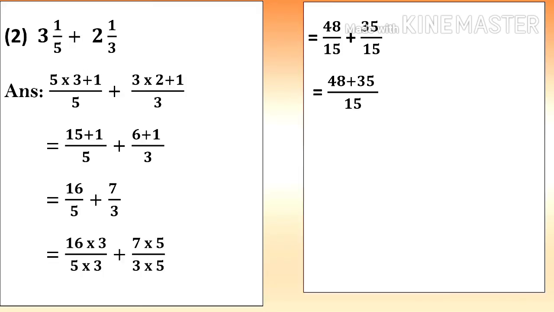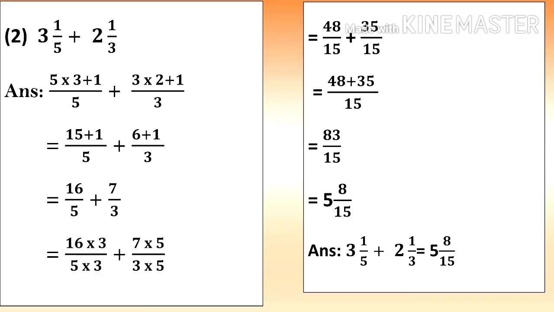Now your denominator is the same, so we can add the numerators. 48 plus 35 upon 15. Here we get 83/15. Now we will divide 83 by 15 and we get what? 15 times 5 is 75. So 83 minus 75 we get how much? 8 as a remainder. So the whole number is 5, the numerator is 8 and the denominator is 15.